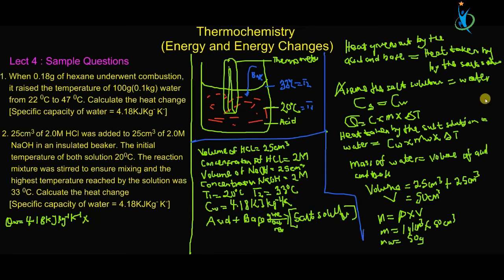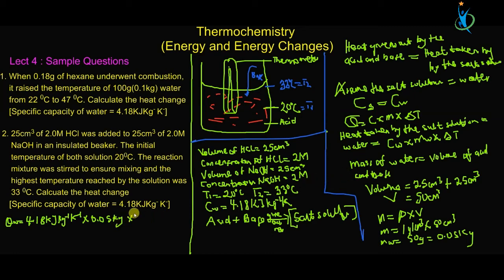You multiply it times the mass of the water, which we have calculated for. That is 50 grams, and 50 grams is the same as 0.05 kilogram, because we are doing our calculation in standard units. The unit is in kilogram. So we are going to use 0.05 kilogram.